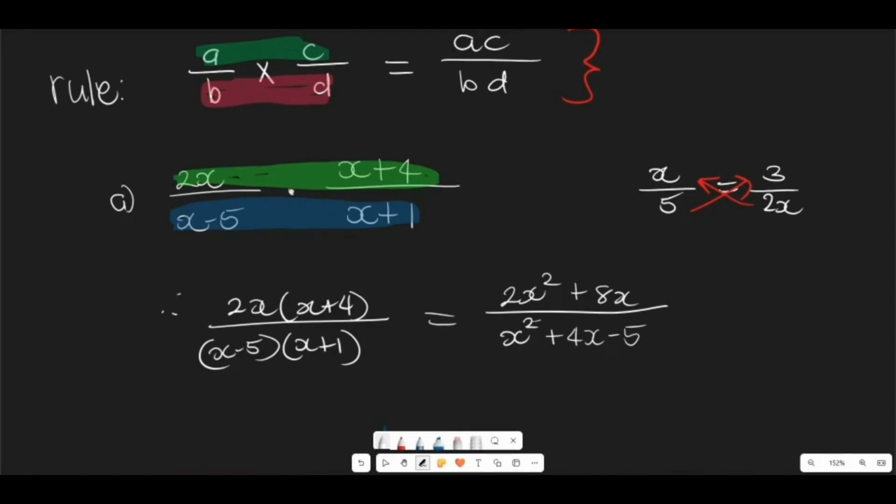Are you guys okay with this? Isn't it minus 4x? It's minus 4x. Oh, sorry, yes, minus 4x. Thanks for correcting me there.